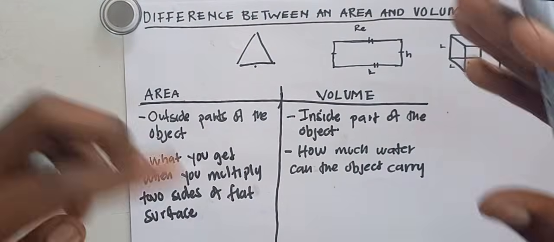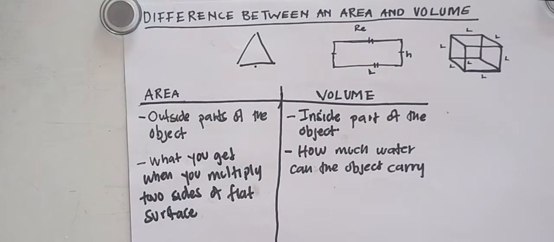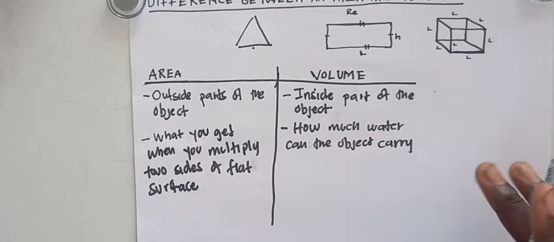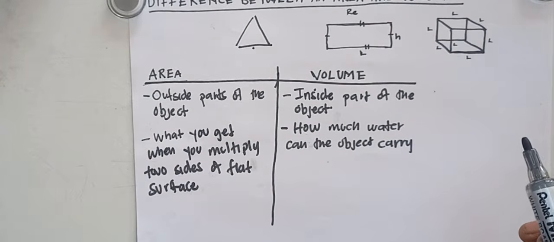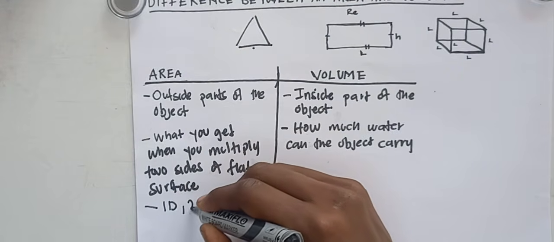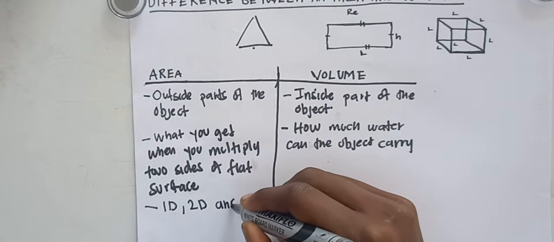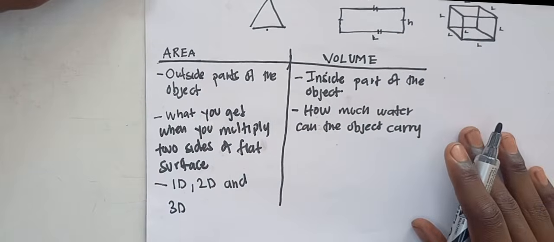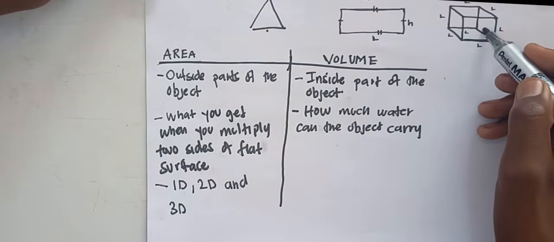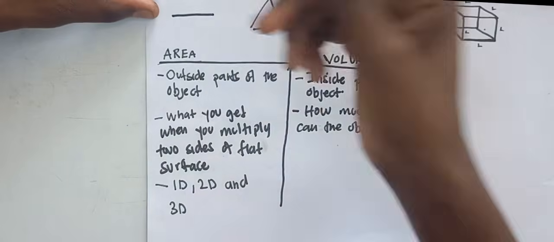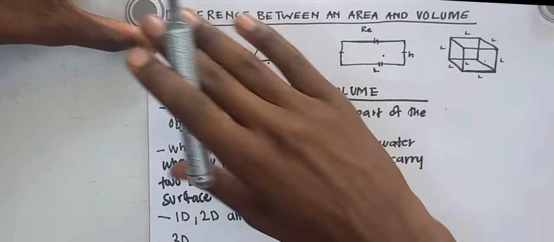The area is the outside parts of it. And another thing that I want you to understand about the difference between an area and a volume is this one. When we talk about an area, we can find an area of a 1D object, a 2D object, and also for a 3D object. We can find an area of any object. We can find an area of this, we can find an area of this. We can also find an area of a line, which is 1D, like this. We can find an area of anything.